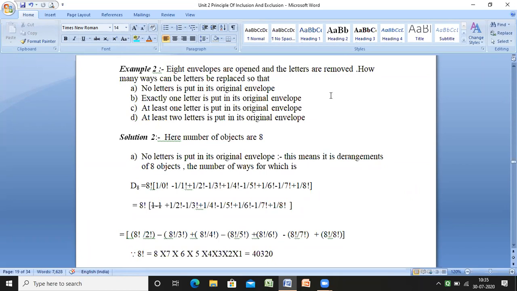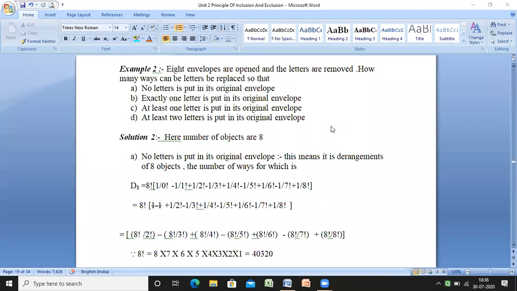So how many ways can these letters be replaced so that there are 4 conditions? 8 envelopes are opened and the letters are removed. How many ways can the letters be replaced so that no letter is put in its original position? I have 8 letters, they are all open and we haven't put them in their respective envelopes, and we are going to replace them in such a way that no letter is put in its original envelope.